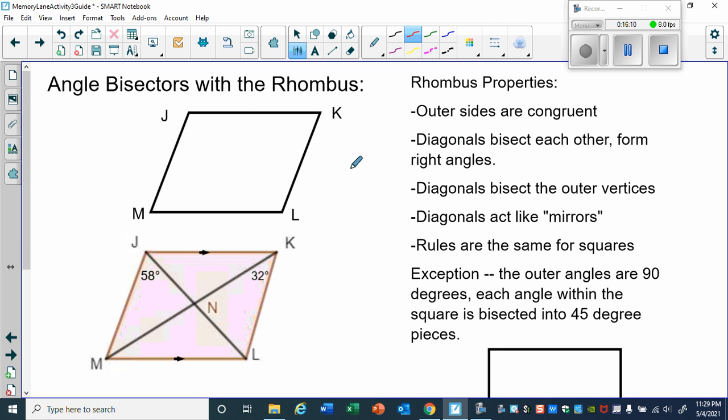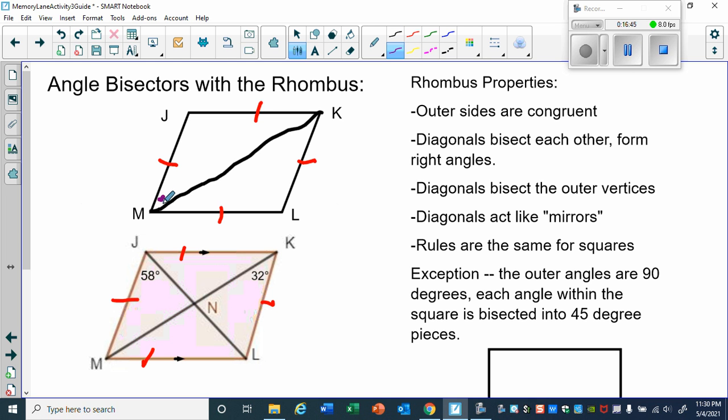All right. Rhombus. Outer sides are congruent. So JK, JM, ML, LK, all four of those sides are going to be congruent to each other. Now, diagonals bisect each other, and the diagonals form right angles. So that means they bisect at the outer angle. So basically at JMK, KML, these two are going to be the same.